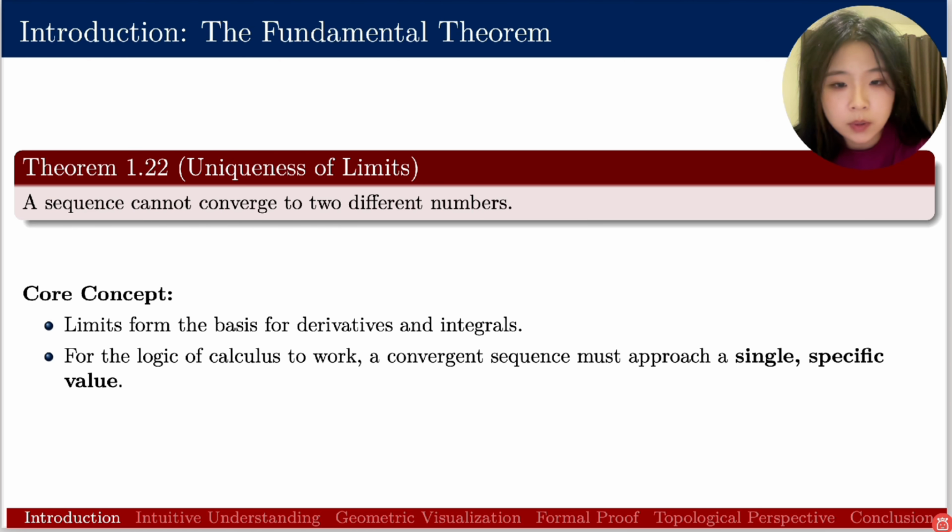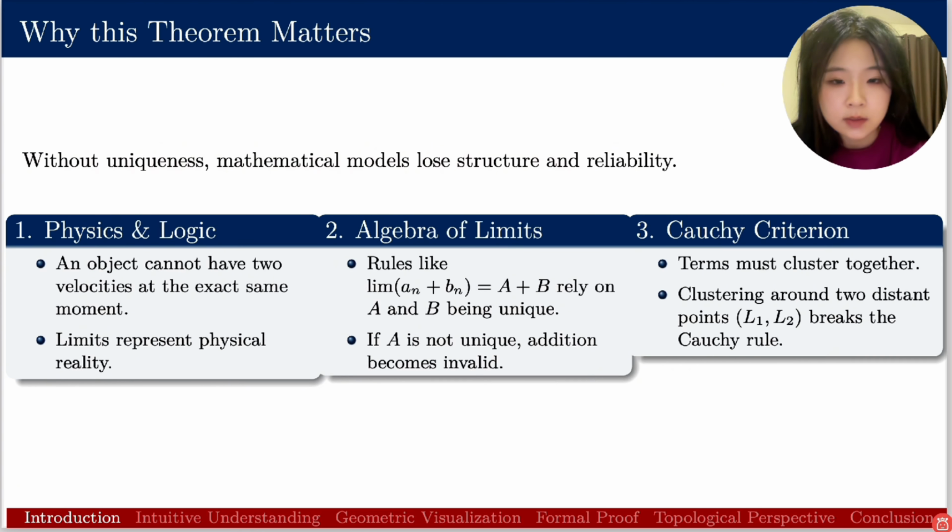Now let's talk about why this theorem is so important. First is physics and real-world logic. Think about an object's velocity. It is impossible for a particle to have two different speeds at the same moment. Limits are used to describe physical quantities, so they must behave in a realistic way. If limits were not unique, physical models would become meaningless.